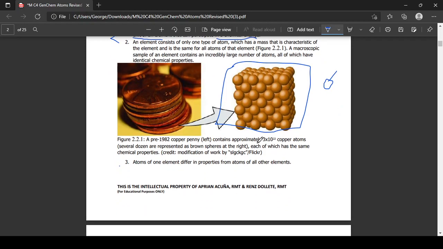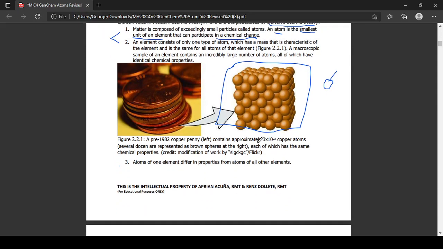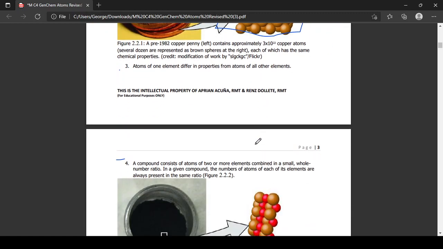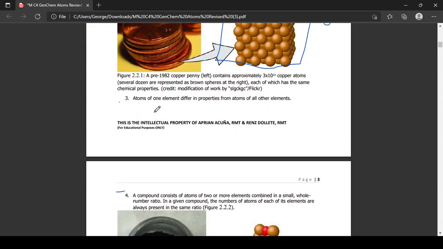And number 3, atoms of one element differ in properties from atoms of all other elements. So the atom of oxygen is different, kids. The atom of hydrogen is also different. Is the atom of nitrogen different too? Helium is also different, and so on and so forth. So, rule number 3 in our atomic theory: one element has different properties from another element.